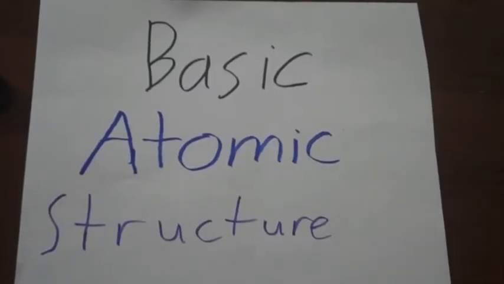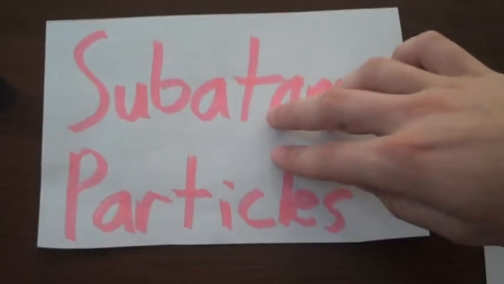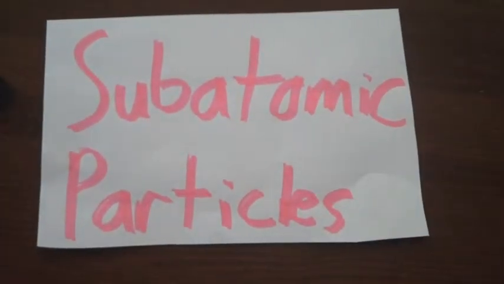Today we're going to be talking about basic atomic structure, chiefly what atoms are made of and how that relates to ions. We are going to do this by looking at our subatomic particles. Subatomic particles are exactly what they sound like, the tiny little particles that are in each and every atom. These subatomic particles are important because they are what make each atom different and unique.